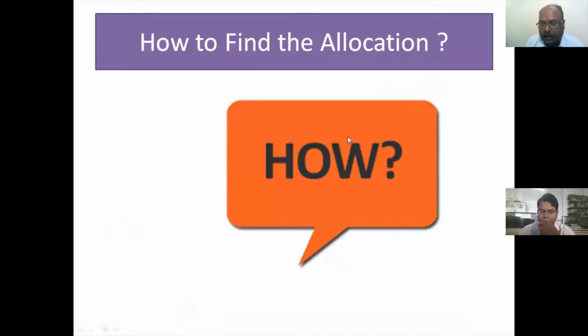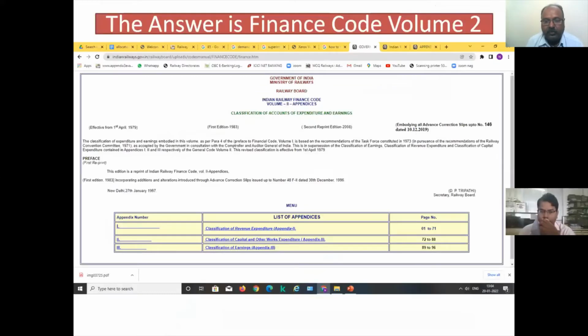How to find the allocation? This is very, very important. See, I am not able to speak in Hindi, please understand. We can find the allocation or classification of the expenditure with the help of the Finance Code Volume 2. You can download this Finance Code Volume 2. Search in Google for Indian Railways Codes and Manuals, and there you can find the Finance Code Volume 2.